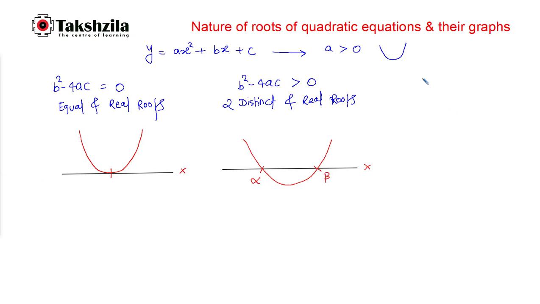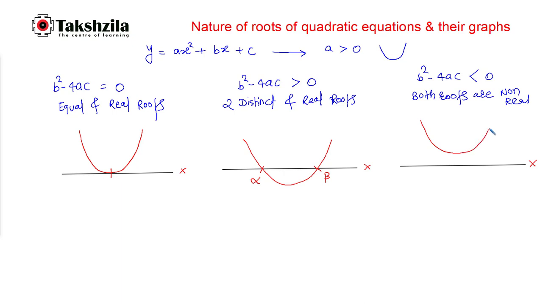After that, if b square minus 4ac is negative, it means over here both roots are non-real. In this case, we cannot represent non-real numbers on the x-axis. It means this parabola will never intersect the x-axis. It means this parabola is completely above the x-axis. This parabola will never intersect the x-axis. So this is how we can draw the graph in these three different situations.